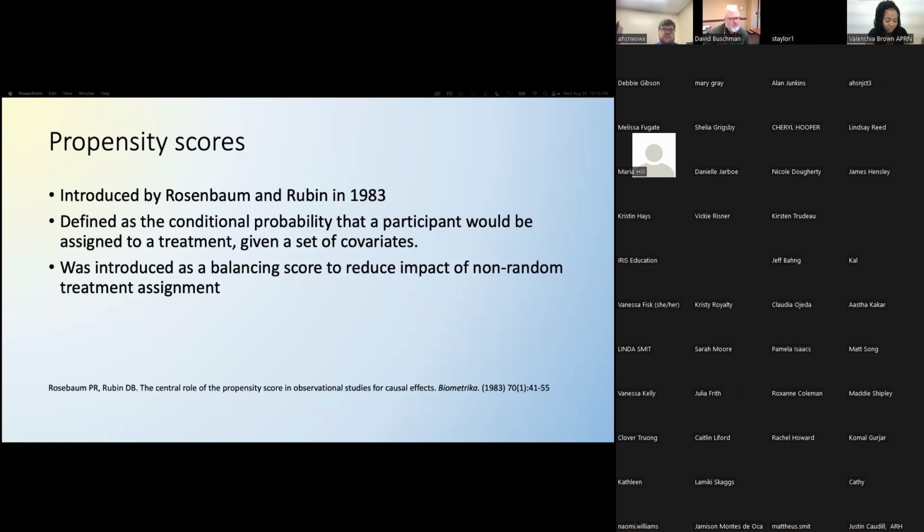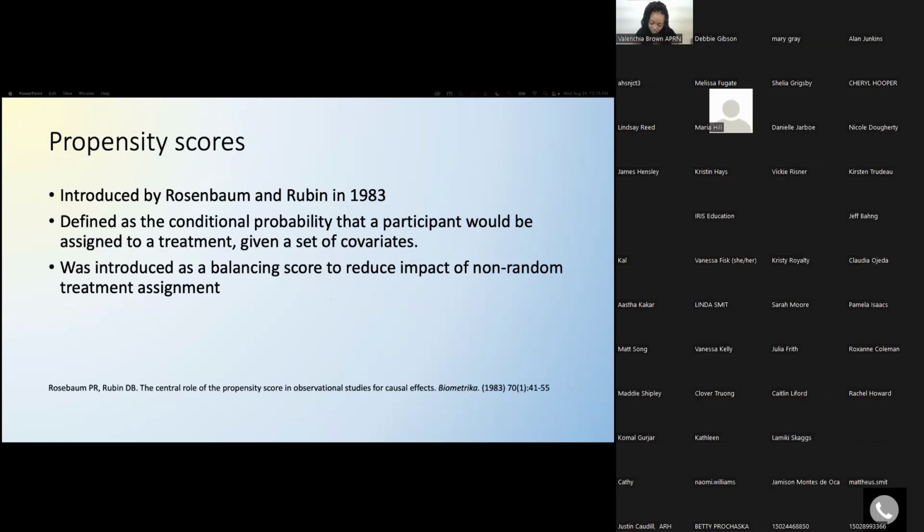So propensity scores, just a little bit of history. They were introduced by Rosenbaum and Rubin in 1983. There's the citation for their paper. A propensity score, as they defined it, is the conditional probability that a participant would be assigned to a treatment given a set of covariates. So in this case, you can think of it like the predicted probability that you would get something as well.